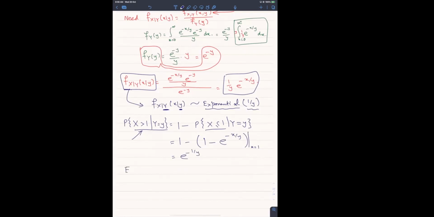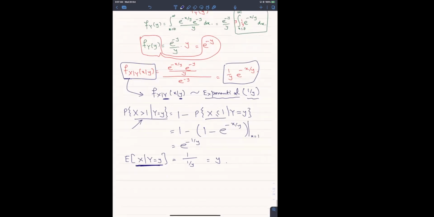I can also find the expected value of x given y is equal to y. So I do know that x given y is equal to y is an exponential with parameter 1 over y. So the expected value of x would be 1 over lambda, which is 1 over y, which is y. Expected value of an exponential with parameter lambda is given by 1 over lambda. इसी तरह variance भी बता सकते हैं इसकी.